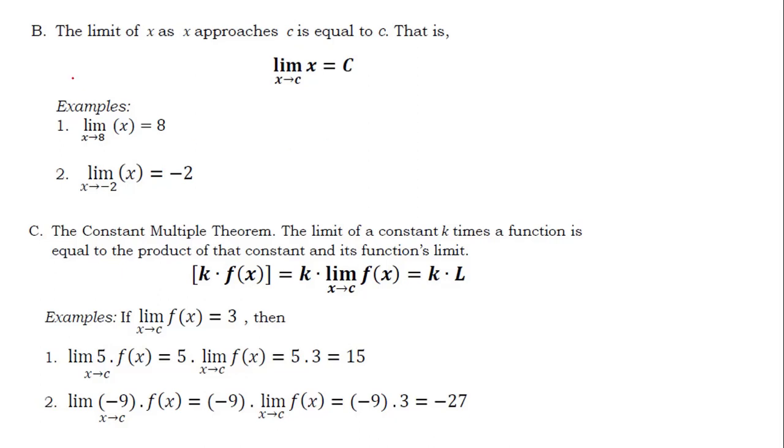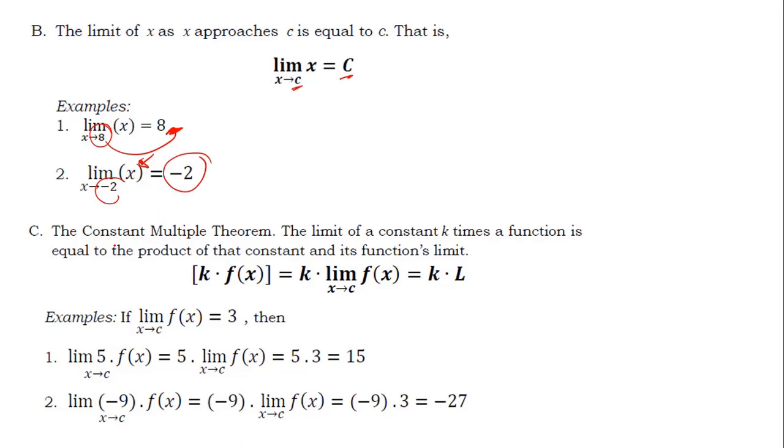Letter B, or the second law, we have the limit of x as x approaches c is equal to c. Now, if our limit is just x, or one variable, automatically the answer is whatever it is approaching. Okay? Example, limit of x as x approaches 8, so wherever it approaches, automatically that is the answer. So, it's easy, no? We have also here limit of x as x approaches negative 2. So, this is x, one variable. So, single variable. So, we will automatically have negative 2 as our limit.